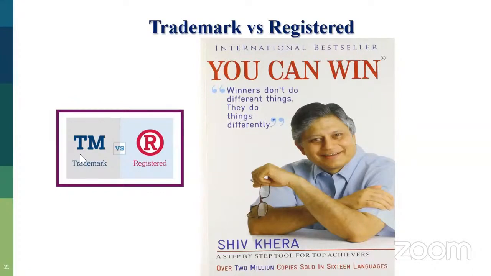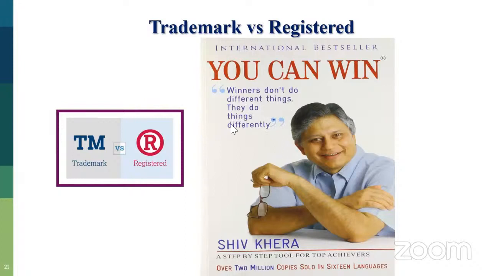So once you file your trademark application, you can start using this particular symbol, TM. TM can be used once you have filed the application, as long as it is in process. And once it is registered, you can use the R symbol over here. Okay. And you can see TM is here.